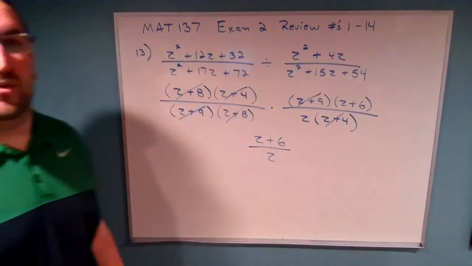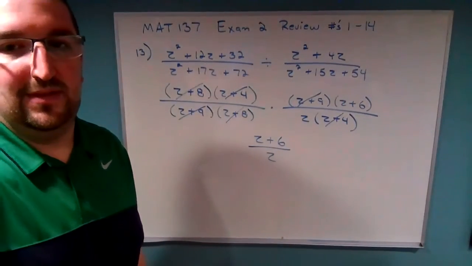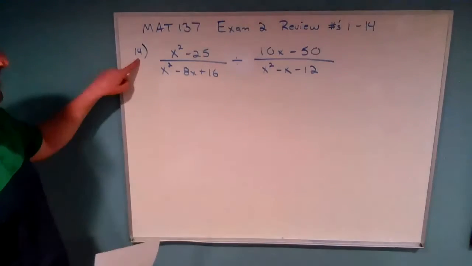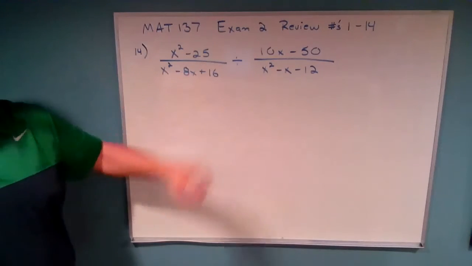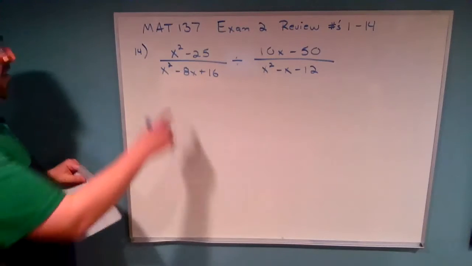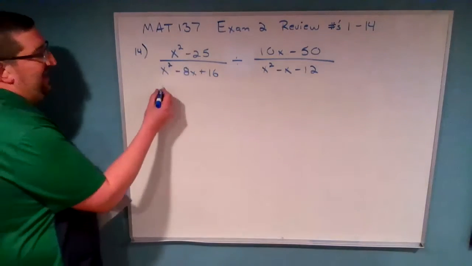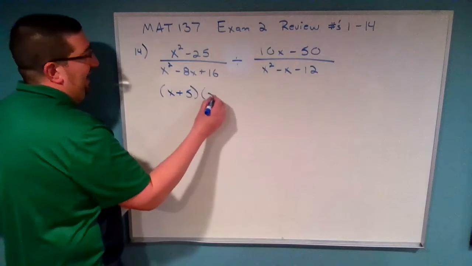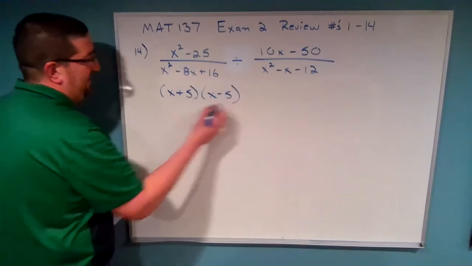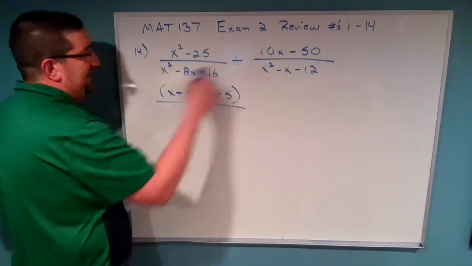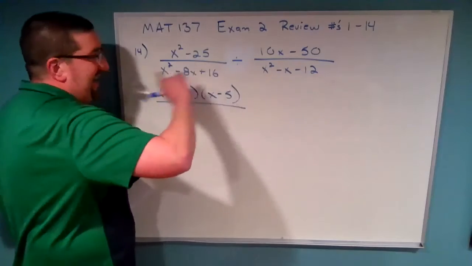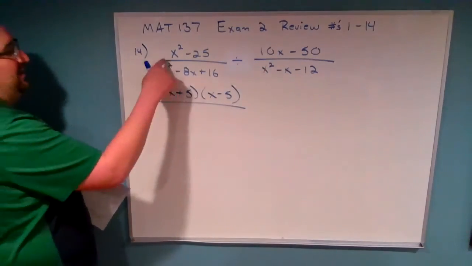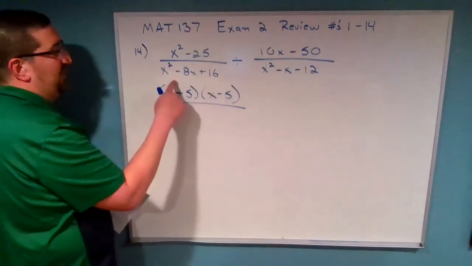All right. One more problem for this half. Last problem of the day is number 14. Save the second half for tomorrow. X squared minus 25. We have x plus 5, x minus 5. We are dividing. I'm factoring everything and keep change flip in the same step. So this is the difference of two perfect squares.